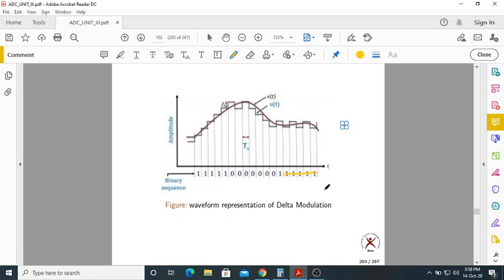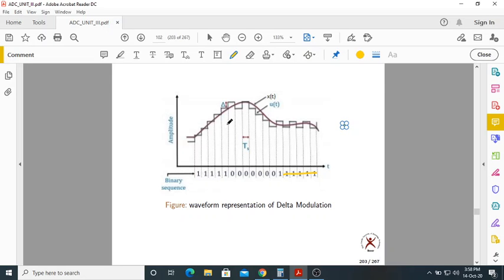This is the simple waveform for the delta modulation. This is the continuous time waveform and this is the staircase approximation. You can clearly see here, either you may get an increment by delta or a decrement by delta. Delta will be constant here. So, this is the delta modulator, which tries to follow the given continuous time signal in the staircase form.